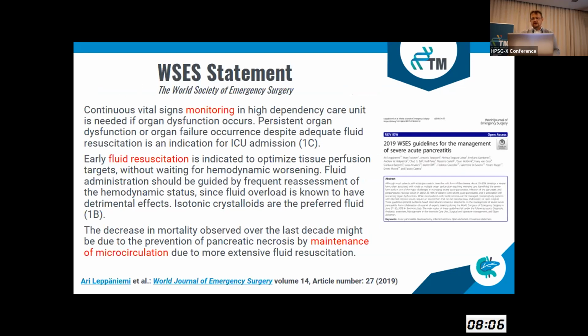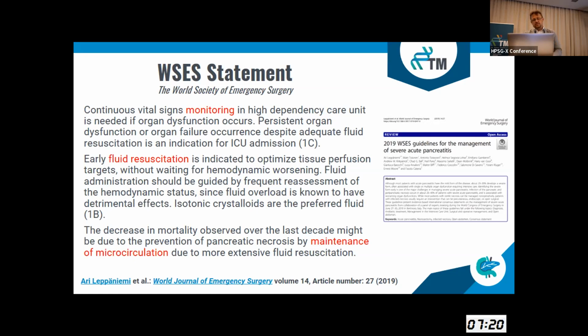In 2019, the World Society of Emergency Surgery made a recommendation for the treatment of acute pancreatitis. This recommendation included the following: continuous vital signs monitoring in high dependency on persistent organ dysfunction and organ failure occurrence despite adequate fluid resuscitation is a very remarkable indication for the ICU treatment. Early fluid resuscitation is indicated to optimize tissue perfusion targets without waiting for hemodynamic worsening.